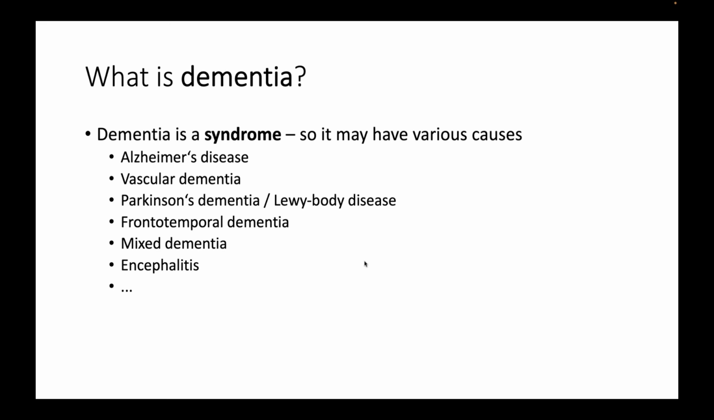So a syndrome is an assembly of symptoms, and this assembly of symptoms called the dementia syndrome may have various causes. So the most common one is Alzheimer's disease, but it can also be the cause of a lot of different strokes. It's then called vascular dementia, but there are also other causes, as for example the Parkinson's dementia, frontotemporal dementia, or whatever. Also an encephalitis can lead to dementia. So whatever causes the syndrome can be then a dementia syndrome.